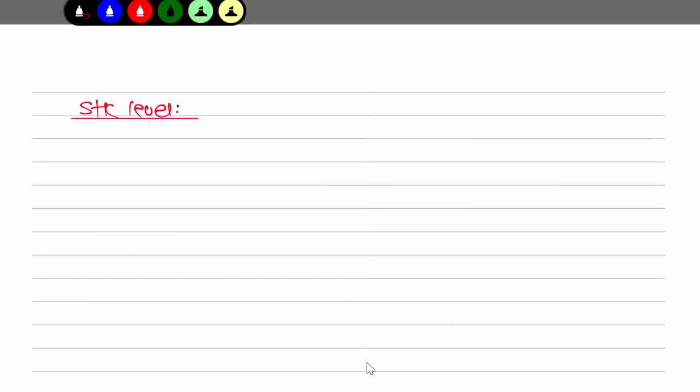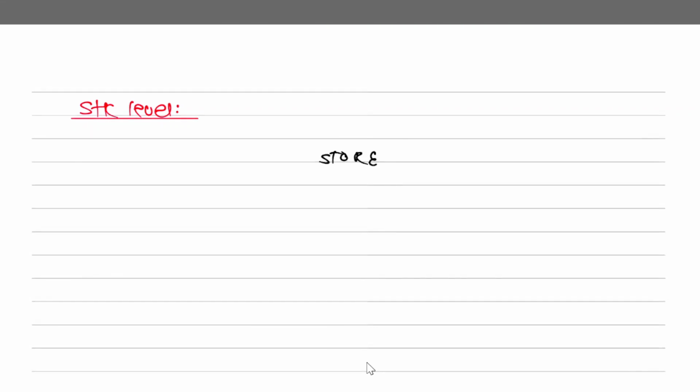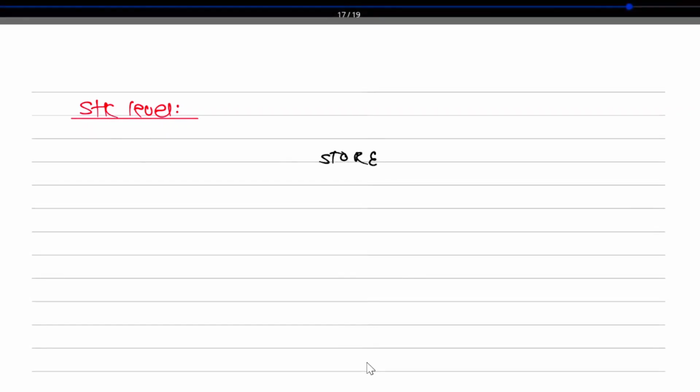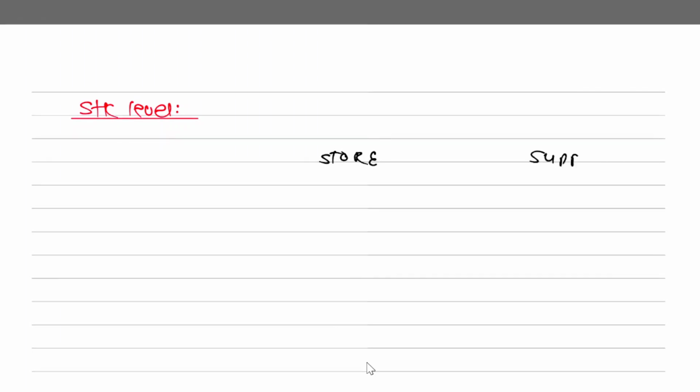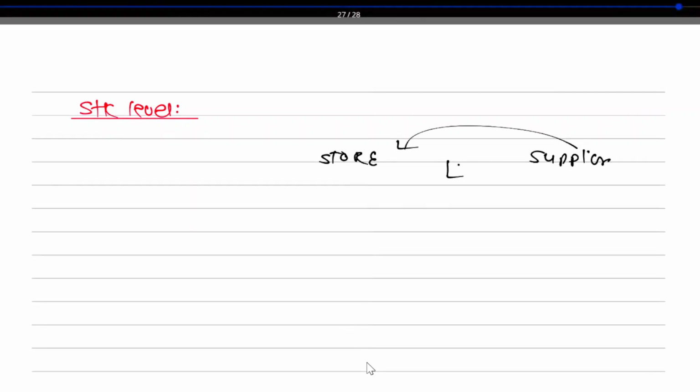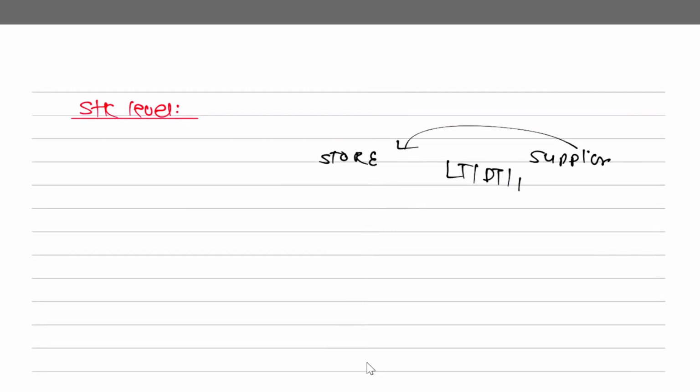Stock levels बोले तो देखो, ऐसा है कि this is my store. Sir, this is my store. I place order from supplier. So whatever order I place, it takes some time, right? So that time is known as which time? Lead time. That is also known as delivery time. That is also known as reorder period. Lead time, delivery time, or it is also known as reorder period.